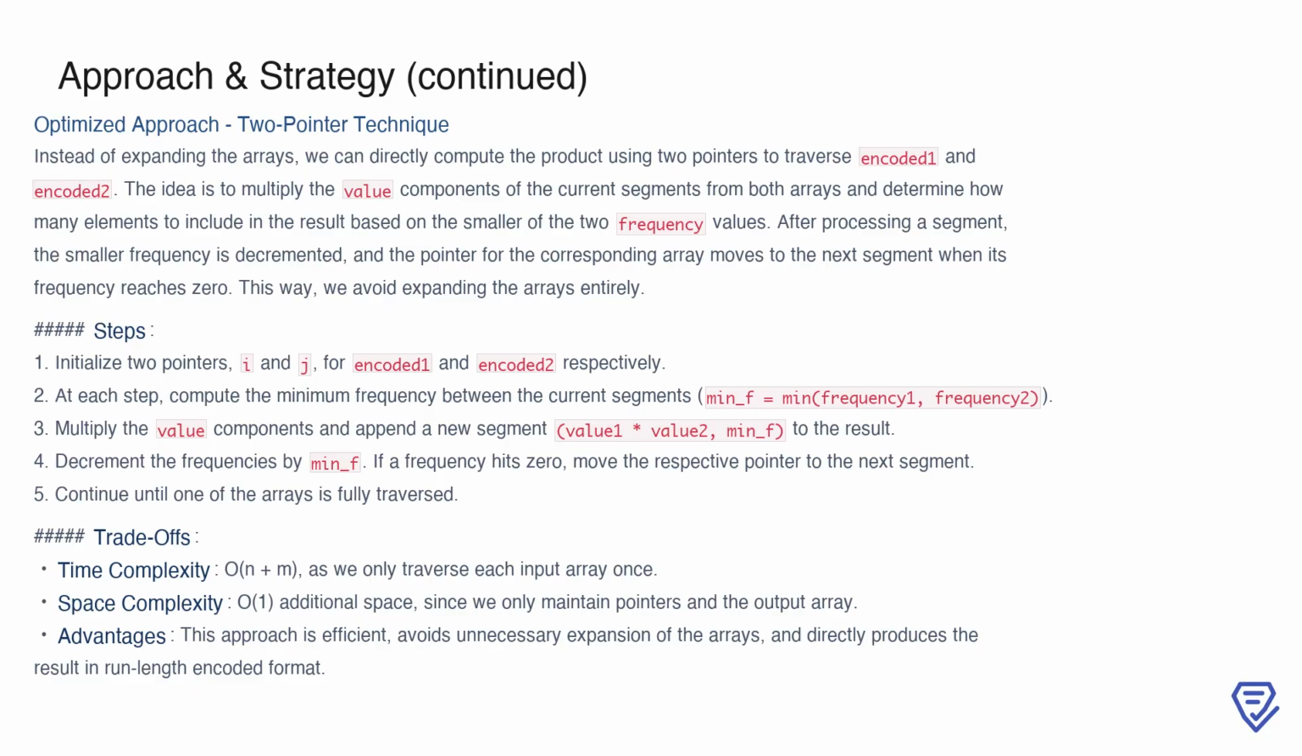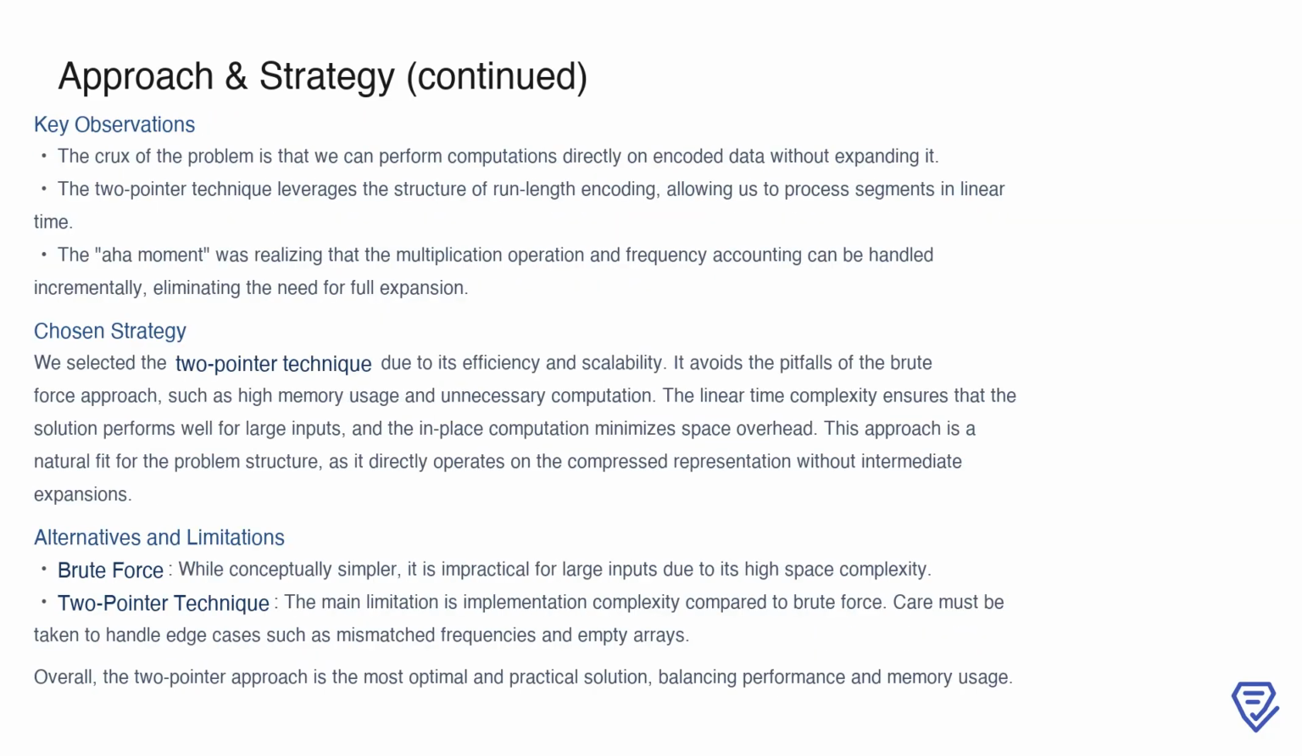The time complexity is linear, as we only traverse each encoded array once, and the space complexity is minimal, requiring only the output array and a few pointers. This approach is not only faster but also directly produces the result in the desired run-length encoded format, making it both efficient and elegant. The key insight for solving this problem lies in recognizing that we can operate directly on the run-length encoded data without expanding it.